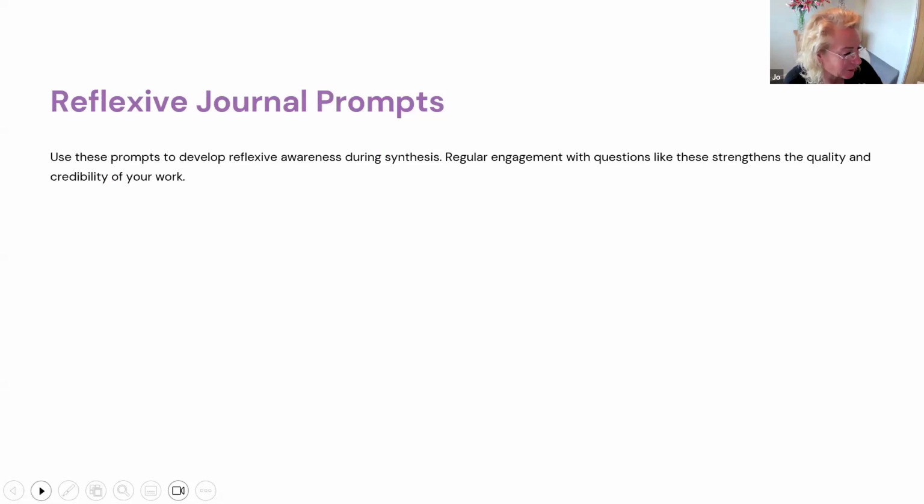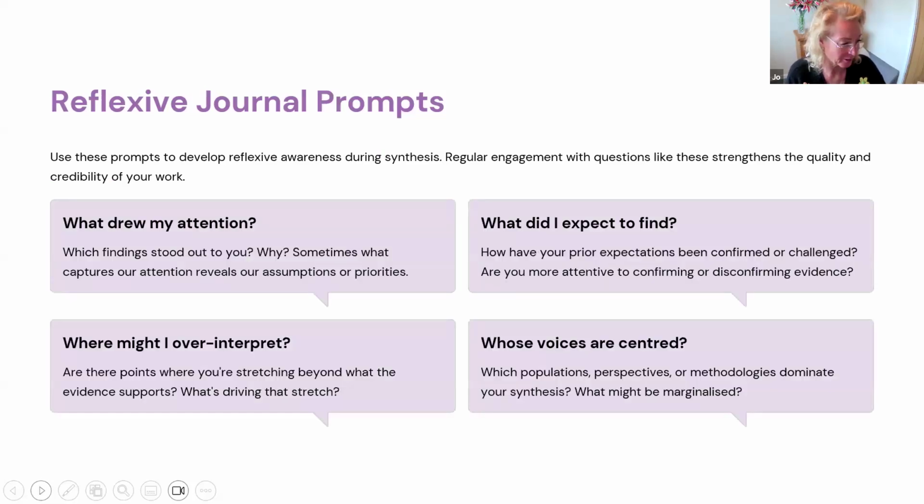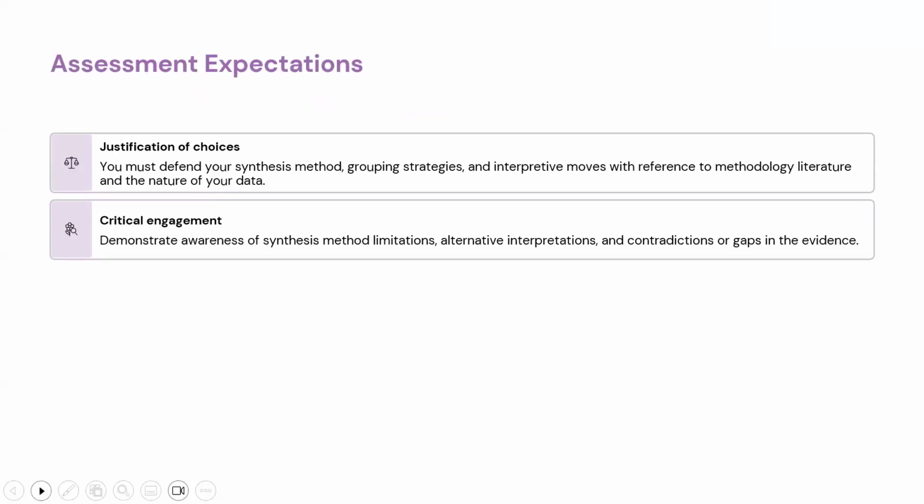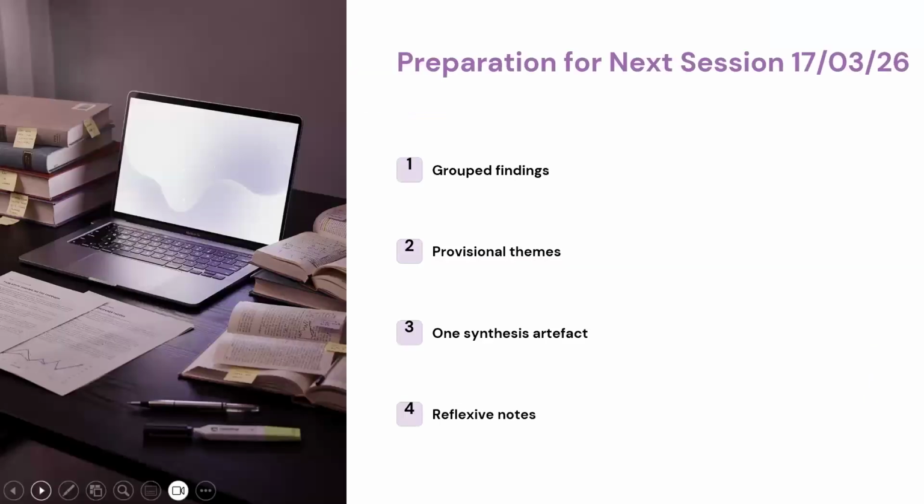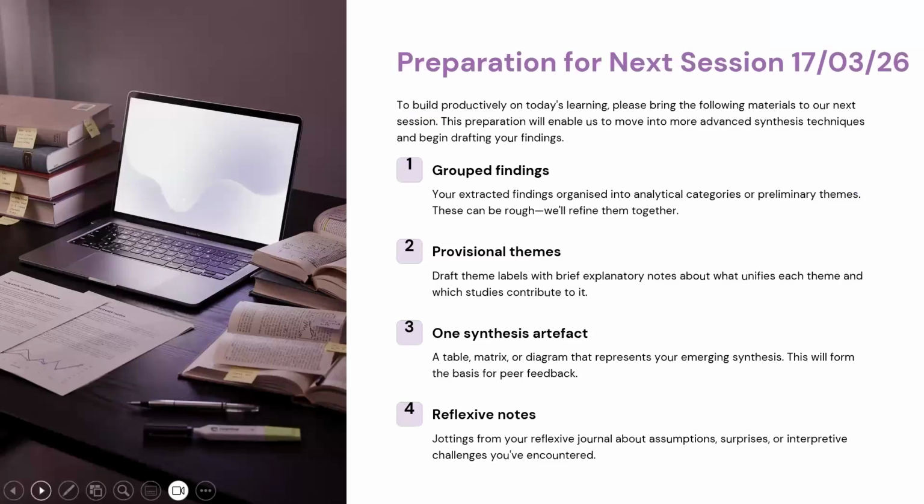So you can skip these next two, Antonio, because they've got the slides. They can go back over that. So we'll just quickly skip over these, and the next section will basically be looking at group findings, provisional tables, one synthesis artifact, and reflective notes. And that is essentially the end of the lesson part of today's class.